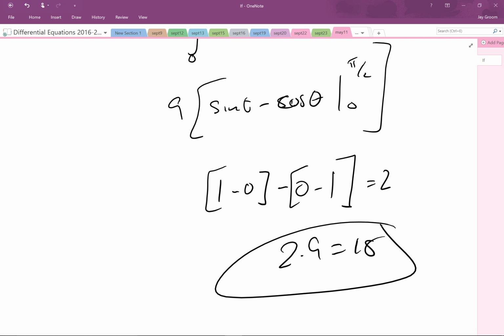Anyway, it's pretty straightforward dealio. Okay, it really is pretty straightforward. It's really not very difficult.